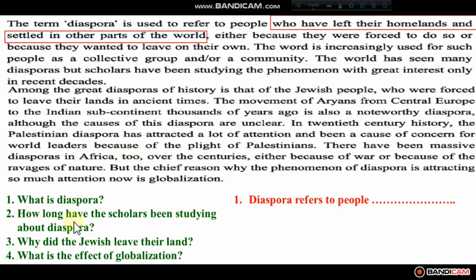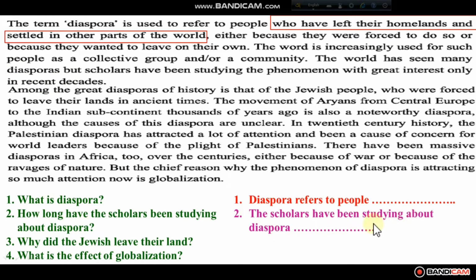So the answer will be the scholars have been studying about diaspora here. Scholars have been studying the phenomenon, means the diaspora. The scholars have been studying about the diaspora with great interest in recent decades, just in recent decades. Okay, the scholars have been studying about diaspora in recent decades. Next, go to the question number 3.